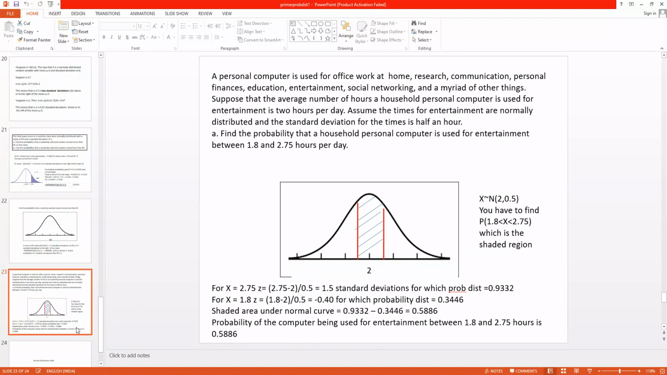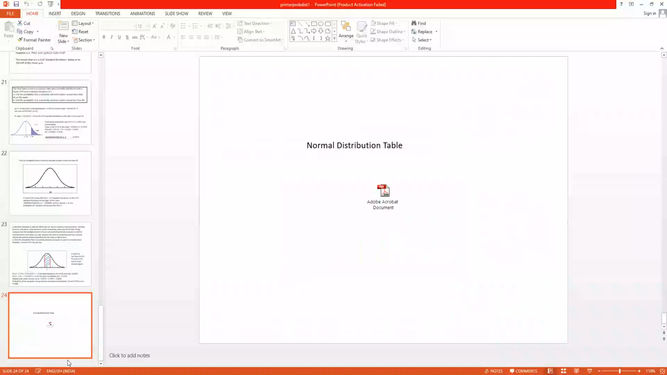So this is another example also which you can run through. It's pretty much similar to what I've covered in the earlier sheets as well. And this will give you a flavor of how to do the calculation. So that's pretty much on the normal distribution.